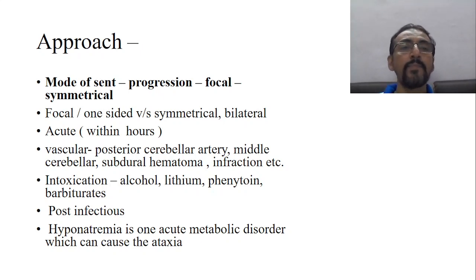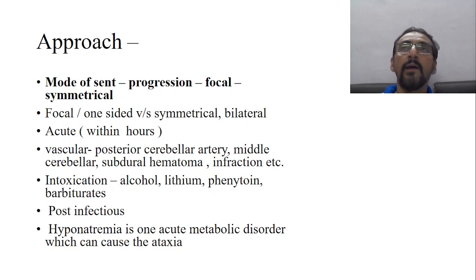Now there are some spelling mistakes. Mode of onset, progression, and focal or symmetrical. Ataxia may be understood in different ways. One thing is you have to see whether this particular ataxia is focal or generalized, whether it's acute in onset, gradual in onset, intermittent, or episodic. This type of approach has to be done to understand the ataxia very well.